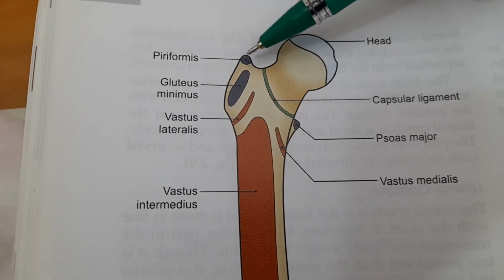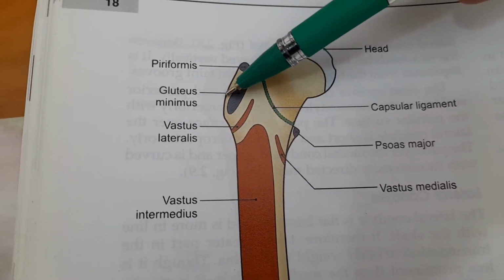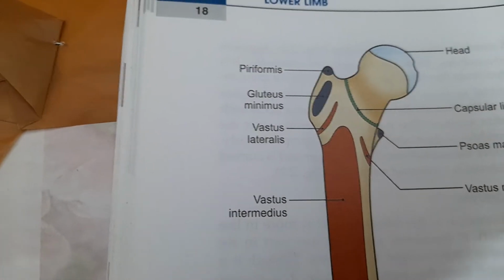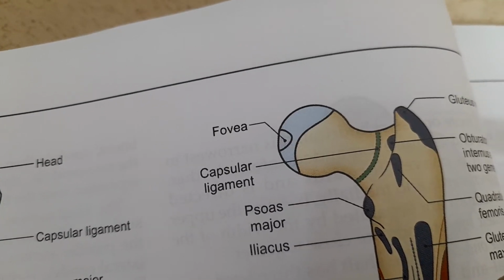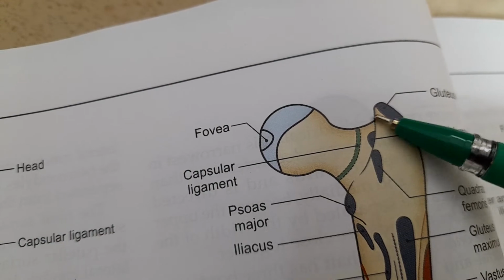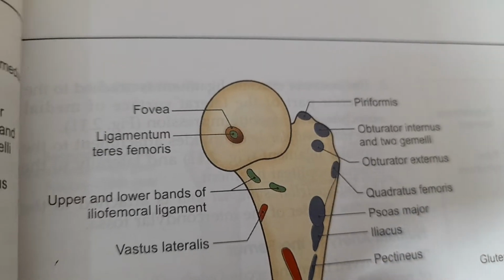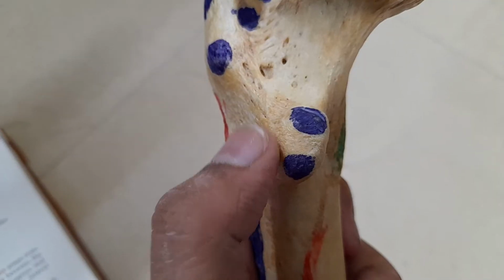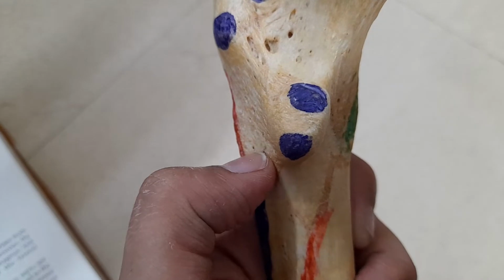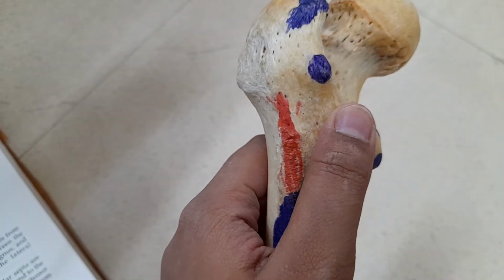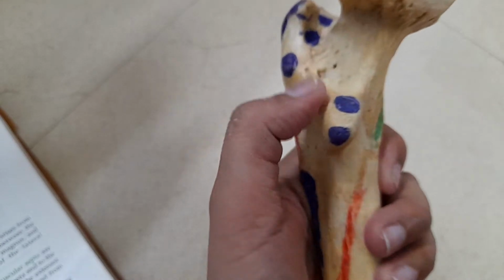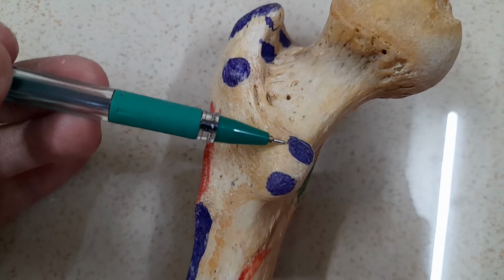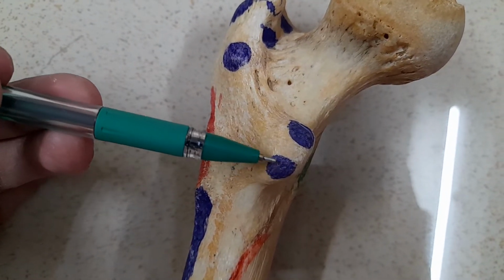The apex gives insertion to piriformis, then gluteus minimus on the lateral part of anterior surface, gluteus medius on the lateral surface, and obturator internus with the two gemelli and obturator externus on the medial surface. Now let us see the muscle attachment on the lesser trochanter. This is the apex. Apex gives insertion to psoas major, and the base gives insertion to iliacus muscle.